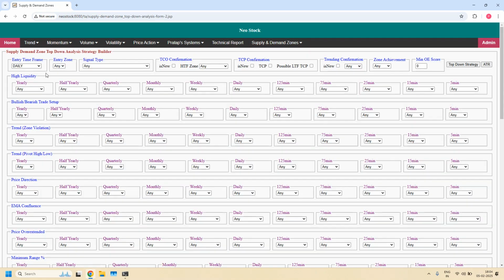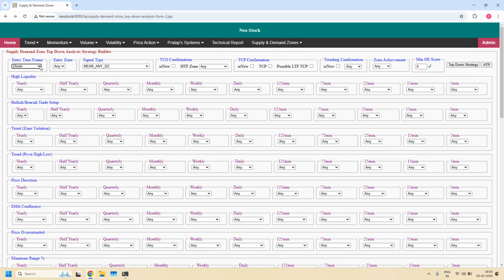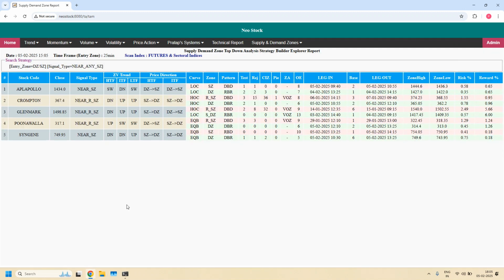Next time frame is 25 minutes. Stocks near 25 minutes demand zone. We got 9 stocks. Next 25 minutes time frame. Stocks near 25 minutes supply zone. We got 5 stocks.